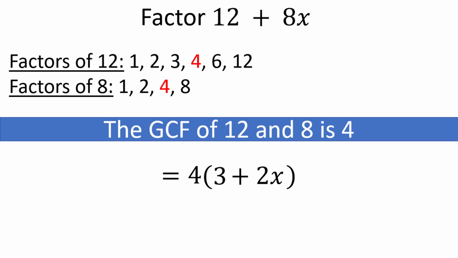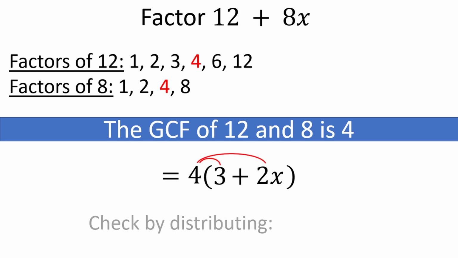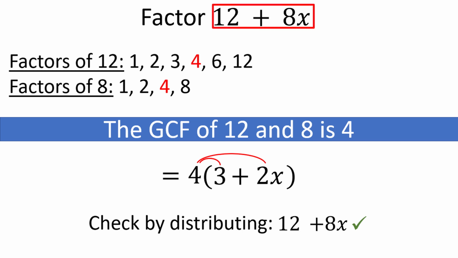If you want to check whether or not you have factored correctly, you can distribute and see if you get the original expression back. Distributing, we have 4 times 3, which is 12, plus 4 times 2x, which is 8x. This verifies we have factored correctly, as our result is the same as what we started with.